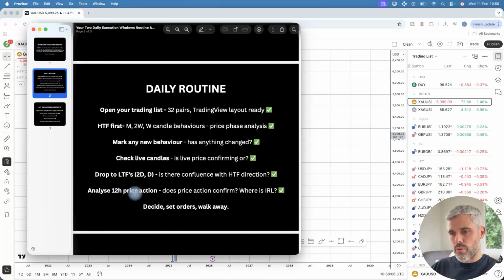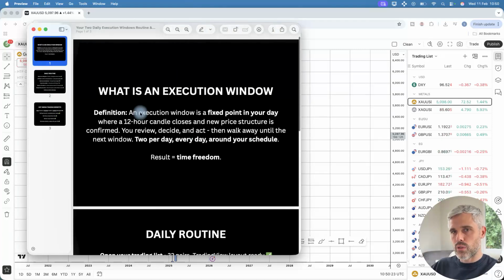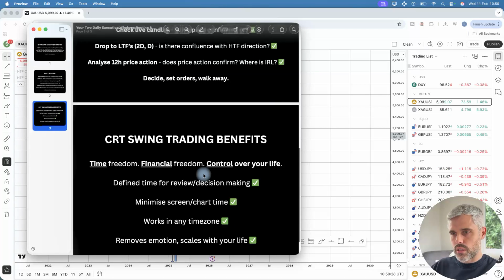Then analyze 12-hour price action. Is it confirming? Is it in your favor? Where's the internal range liquidity? Once you know all those things, you can set your orders and walk away. And that's the beauty of using the 12-hour. If you then want to do lower time frame refinement, you just wait for your next time frame to close, move back to your new execution window and make a new decision. But that is your choice.